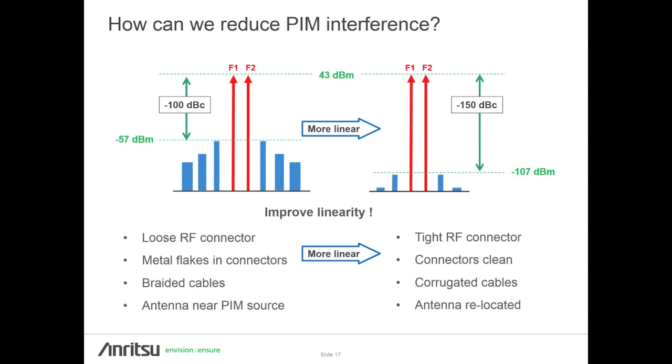So what do we do to reduce the PIM interference? Well, it's pretty simple. The problem is caused by these nonlinearities, so we need to make them more linear. And it's relatively simple, actually. To make things more linear, it's things like taking loose connectors and making them tight, and taking metal flakes that are in the system and getting rid of them. Braided cables, replacing them with solid conductor cables. And if it's PIM near an antenna, try either relocating the PIM or relocating the antenna.